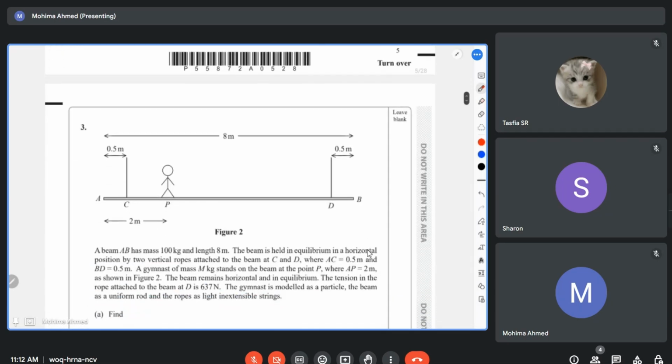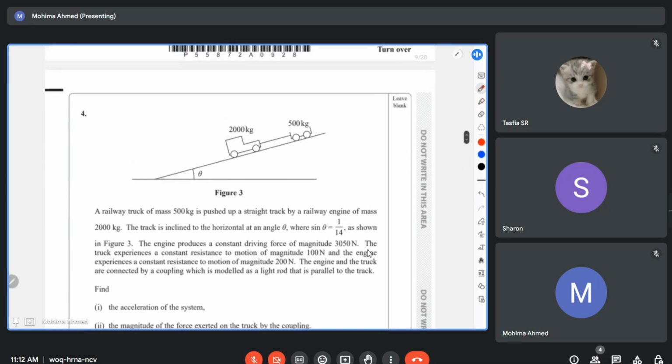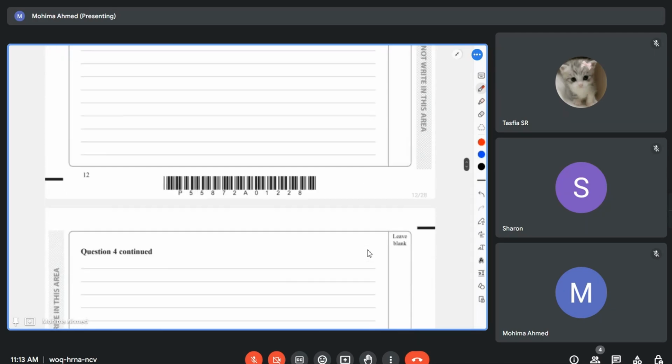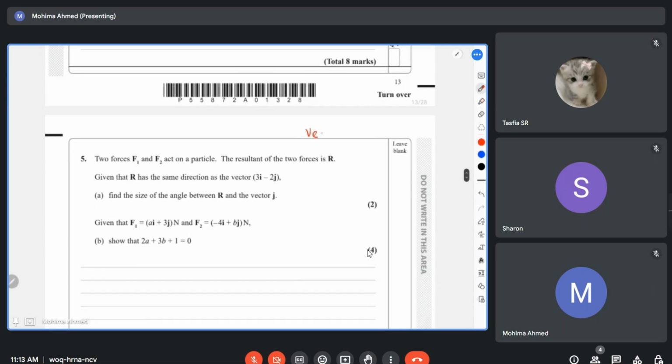Then for part three, this is moments. This is again connected particles, as I've already stated that connected particles is actually the most common topic of your M1. If you understand connected particles very well, your grade C is secure just with connected particles. Question 4, question 5. This is vectors.